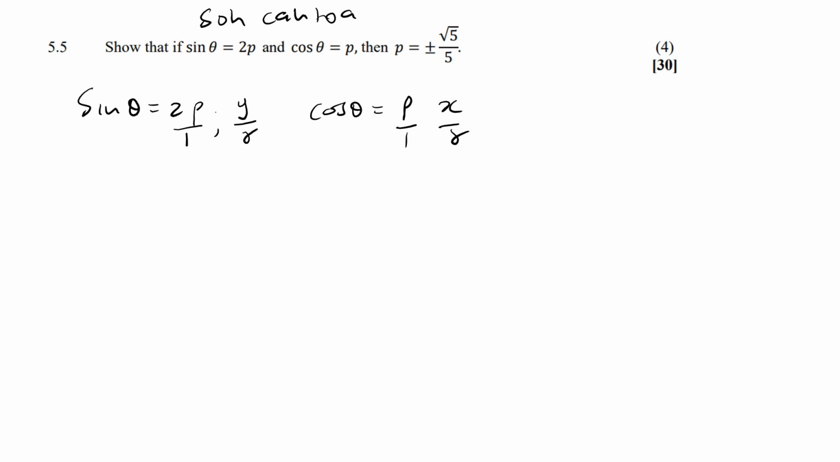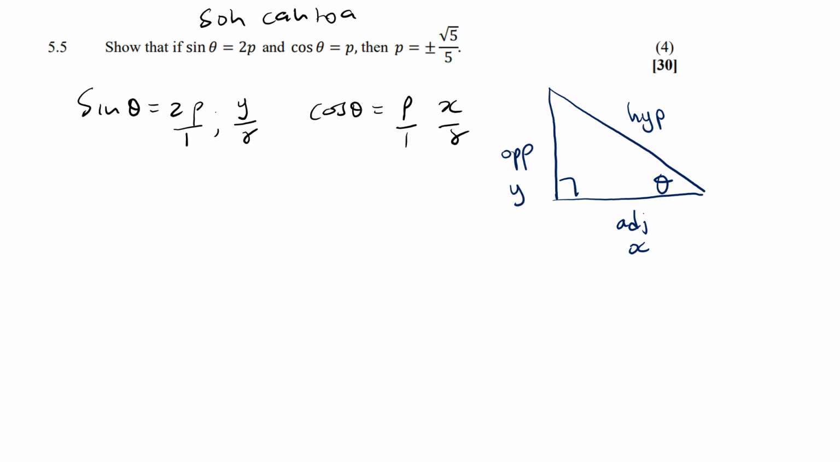So let's say you don't know how to solve the problem and you are in an exam. What should you do? Since I see that I'm given the opposite and the hypotenuse, I'm going to draw my right angle triangle. You're going to put this information on your right angle triangle. Look at this, both the cos and sine have an angle of theta. This will be 90. So this will be your adjacent, this will be your opposite, and this will be your hypotenuse. So adjacent is x, opposite is y, hypotenuse is r.